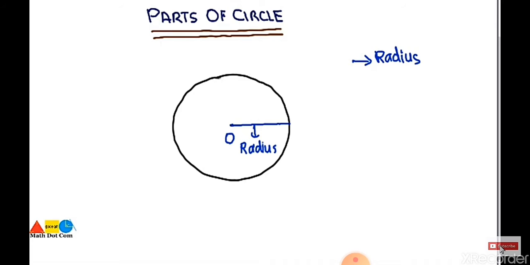The next part of the circle is the boundary of the circle. What is this? The boundary of the circle is basically the circumference of the circle. This boundary is called the circumference of the circle. The circumference of the circle is actually the perimeter of the circle. As in the case of other shapes, we refer to the perimeter as the sum of all sides of the shape, like in a square, we consider the sum of all four sides of the square.